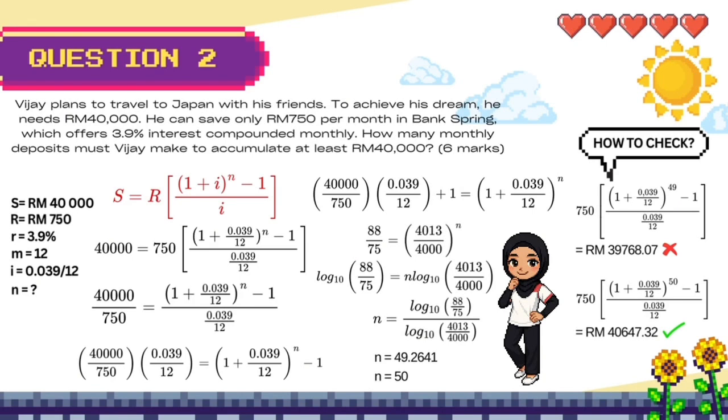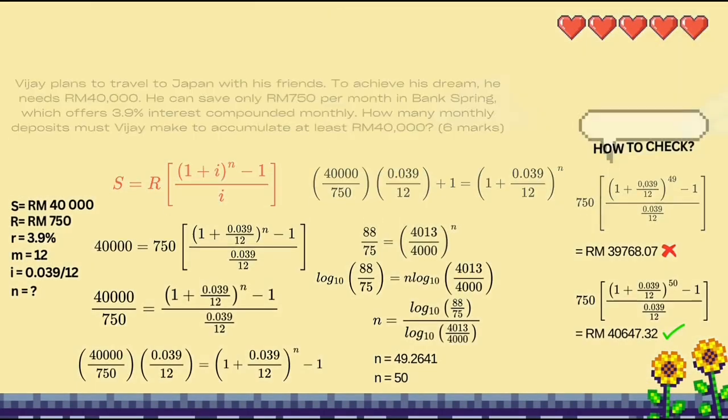Next, we have to move 750 ringgit to the other side and it becomes 40,000 over 750. Next, multiply by 0.039 over 12, then followed by plus 1. Then we have to solve the left and the right side at the same time, put log at the front and bring the power of n to the front. In brackets 88 over 75 close bracket over log of 413 over 400. It becomes N equals 49.2641, which rounds up to 50.